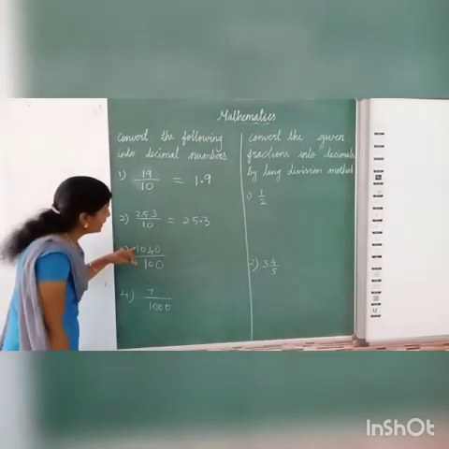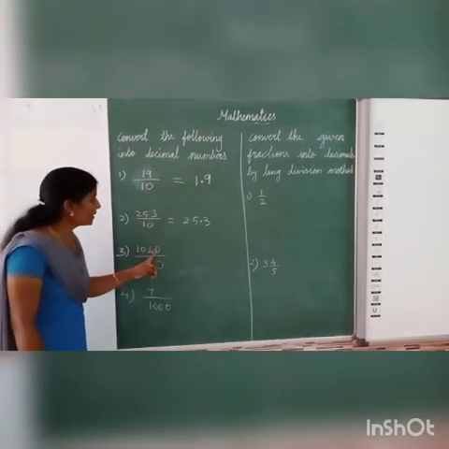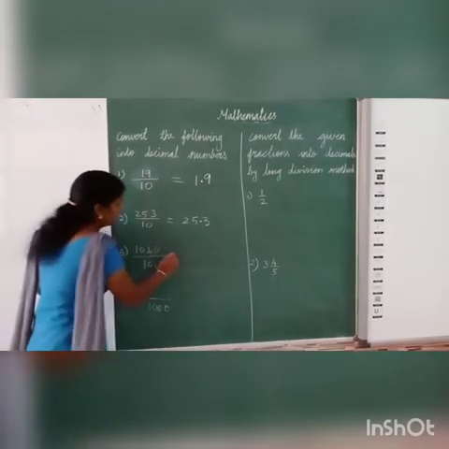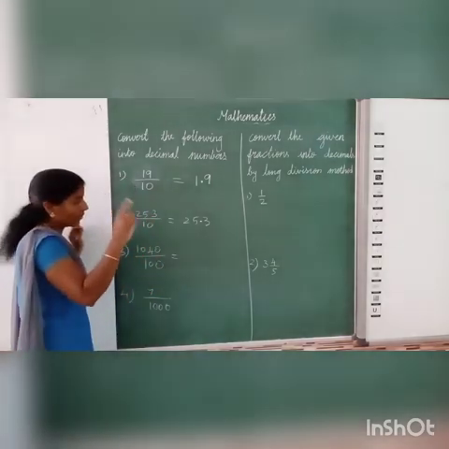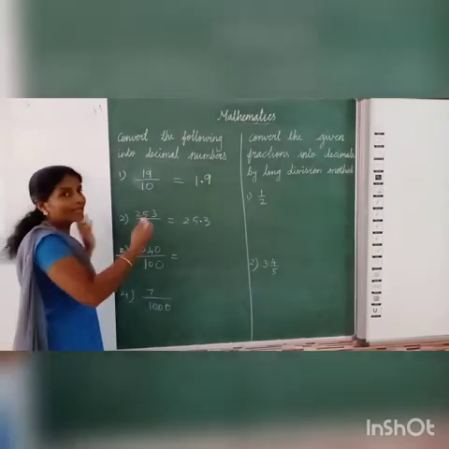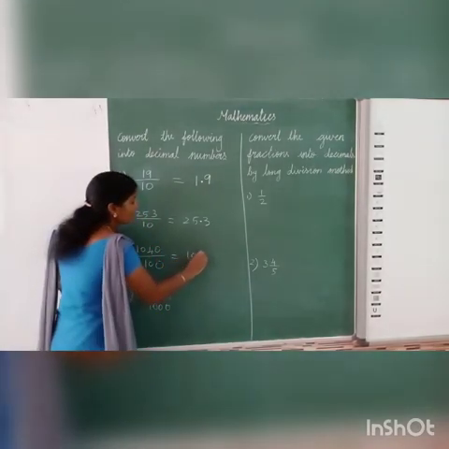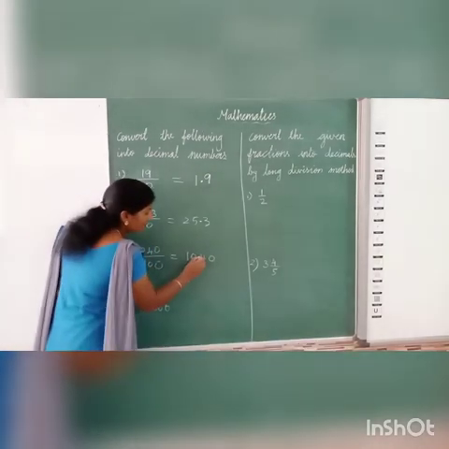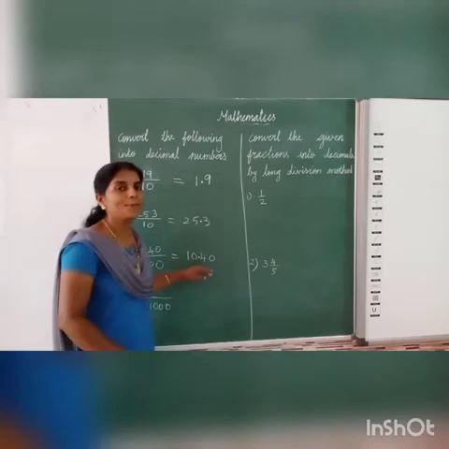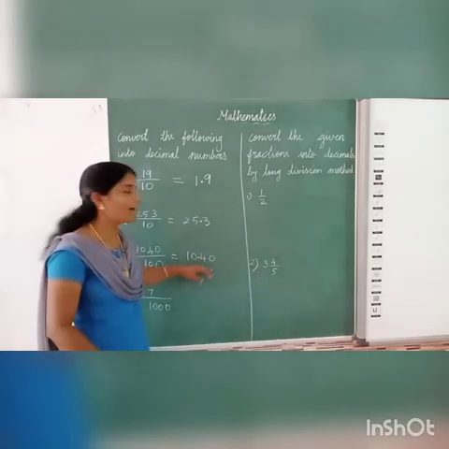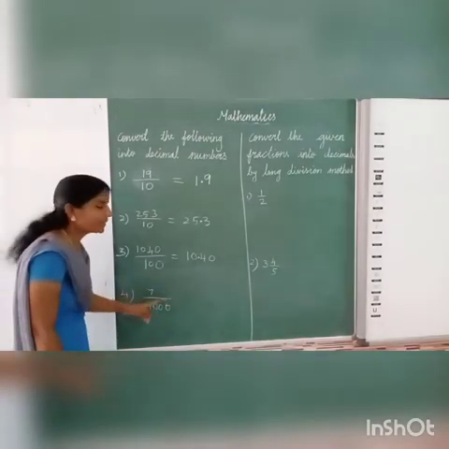Okay. Now 1040 divided by 100. Here after one we have 2 zeros. We need 2 digits after the decimal point. But we have 4 digits in the numerator, so we can put the decimal point after 2 digits. So the answer is 10.40.